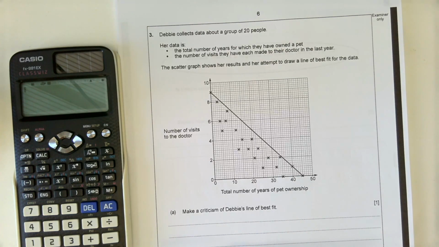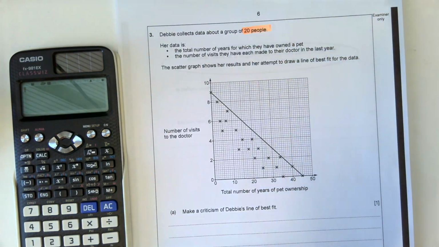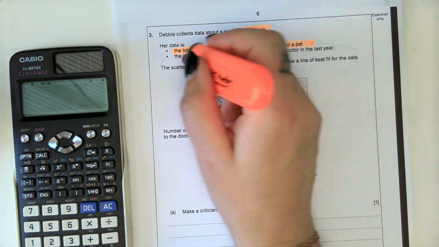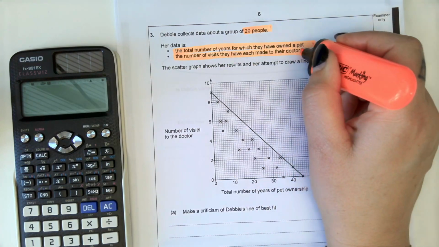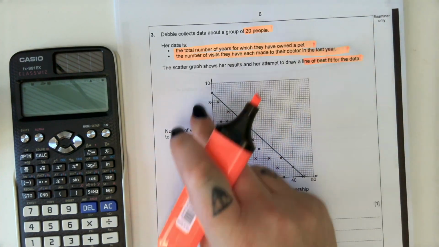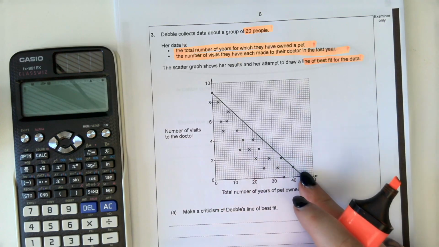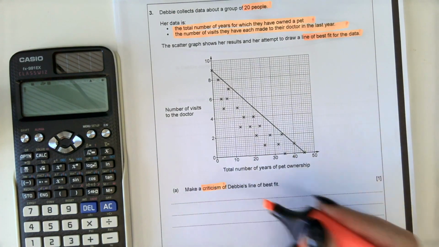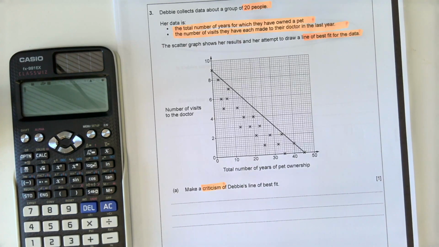Question 3. Debbie collects data about a group of 20 people. Her data is the total number of years for which they have owned a pet and the number of visits they have each made to their doctor in the last year. The scatter graph shows her results and her attempt to draw a line of best fit for the data. So this is her scatter graph and that straight line is her line of best fit attempt. Part A, make a criticism of Debbie's line of best fit.